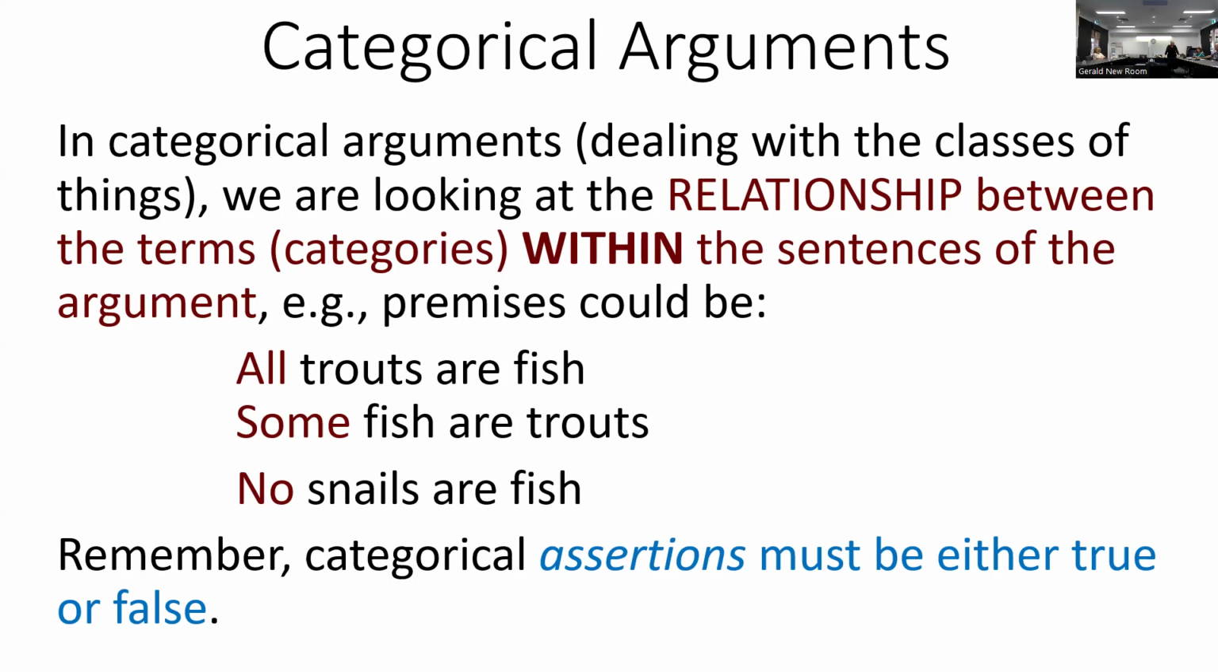Yes. But you assume the trouts are fish. And some fish are trouts. Yes, I understand that. Then is there a problem with all trouts are fish? Because only some fish are trouts, so both claims would be true. Both claims are true. And no snails are fish, it's true too. Yes.